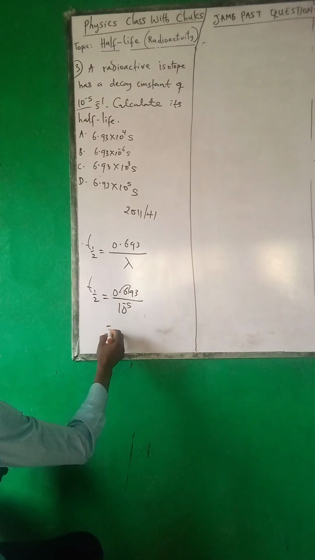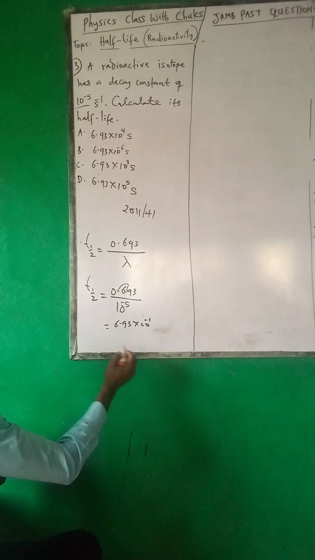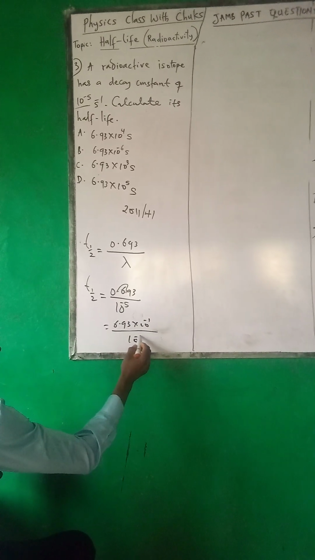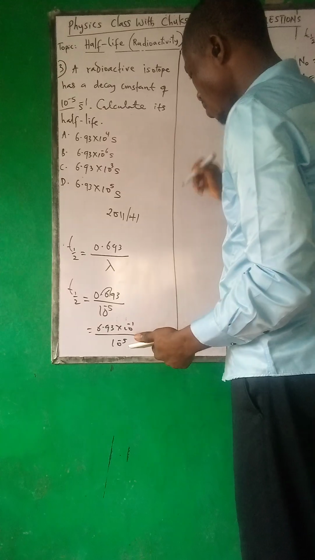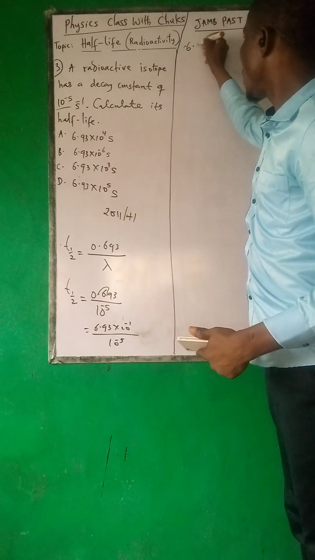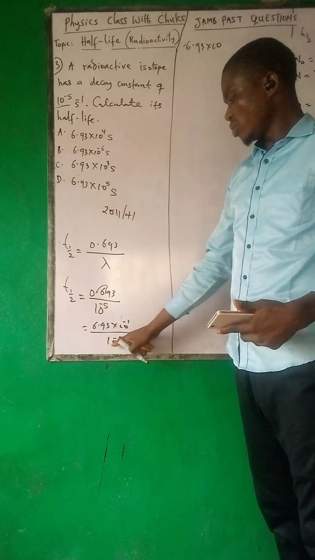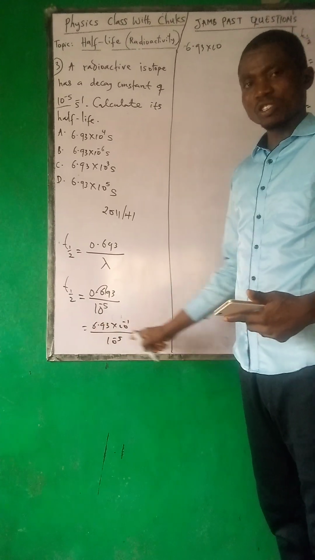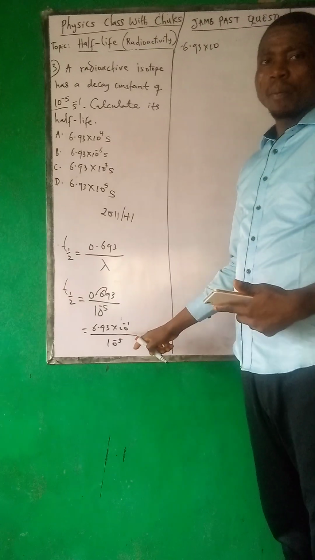So I'm going to have 6.93 times 10 power minus 1, right? Divided by 10 power minus 5. I'll apply the law of indices. So I'm going to have 6.93 times 10. There are two 10s here, but I have a division sign, so I will take one. Now I'll subtract the powers.